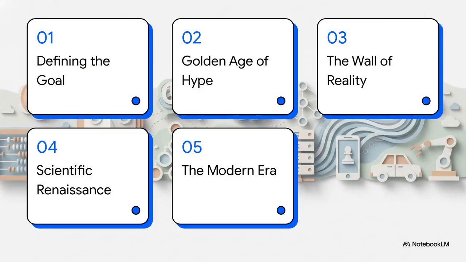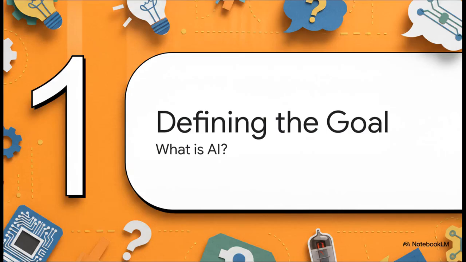Okay, let's dive into this. Here is our roadmap for today. We'll start with defining the goal, move into the golden age of hype, hit the wall of reality, explore the scientific renaissance, and wrap up with the modern era. Section 1. Defining the goal.